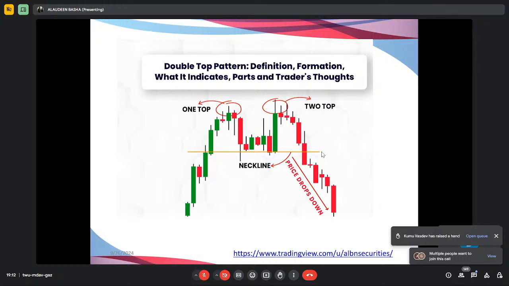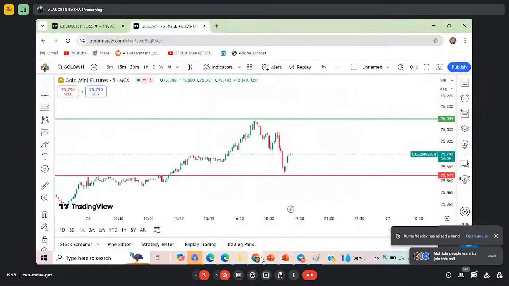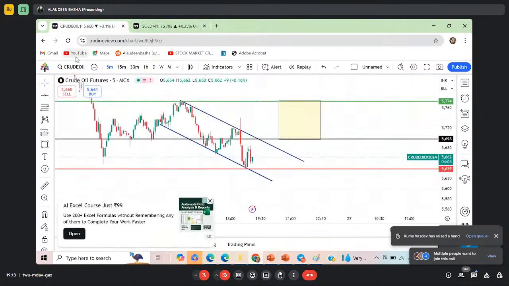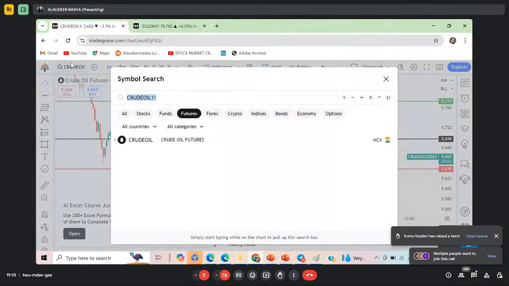Okay, we'll move on to one real-time example. Guys, it is your choice. You can select any stock. Can anyone from the participants suggest a stock?